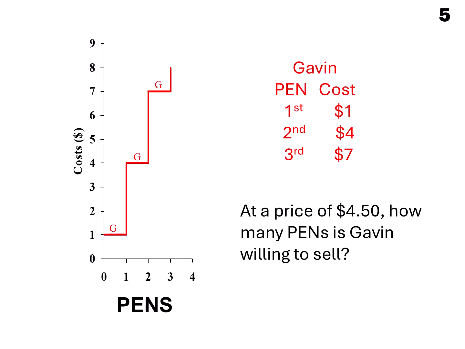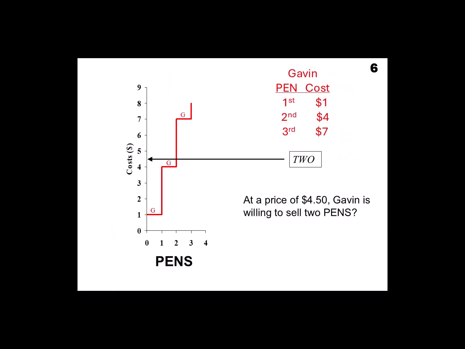Slide 5. At a price of $4.50, how many pens would Gavin be willing to supply? Take a little time and think about your answer. Slide 6. If you answered 2 pens, you are correct. There are 2 pens with unit costs below the price of $4.50.